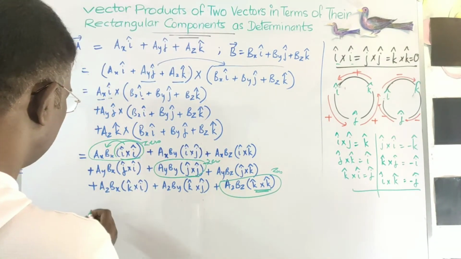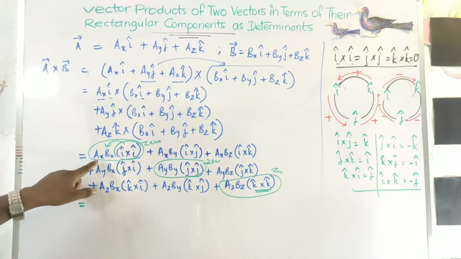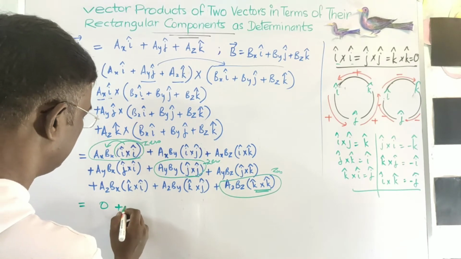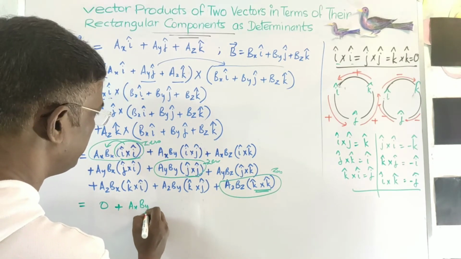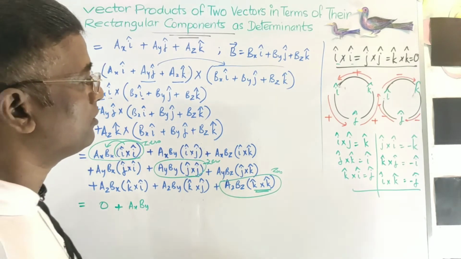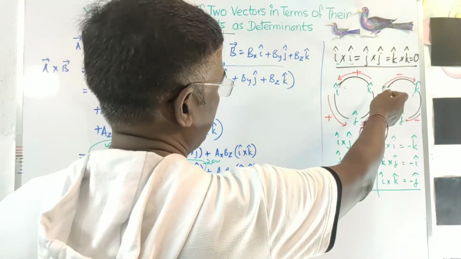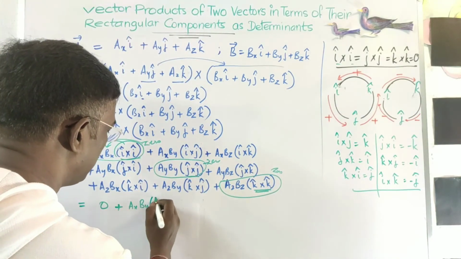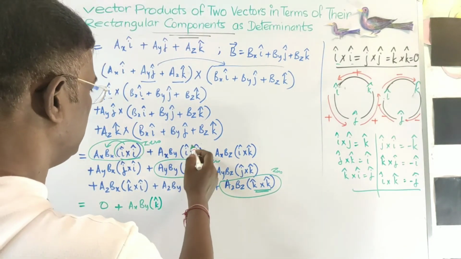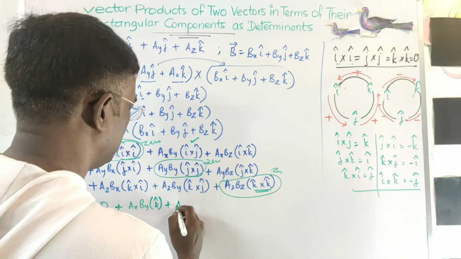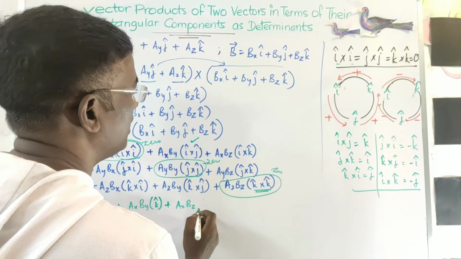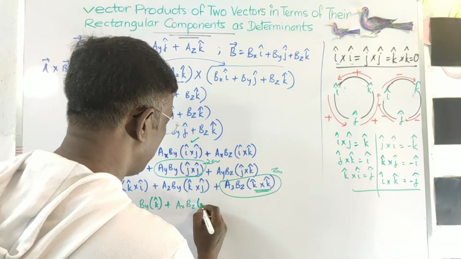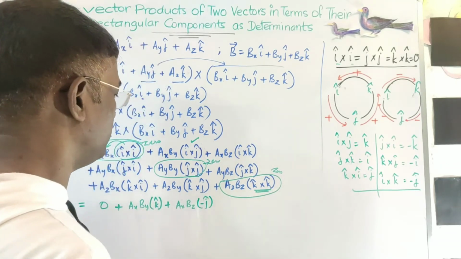After this, let me change the color here. Now this part is 0, so I will write 0. ax by, i cross j, I will check the direction. Yes, I am traveling anti-clockwise, so it will be positive k. Anti-clockwise is positive k. Now plus ax bz, i cross k. Clockwise, i cross k is definitely clockwise, so it will be minus j.